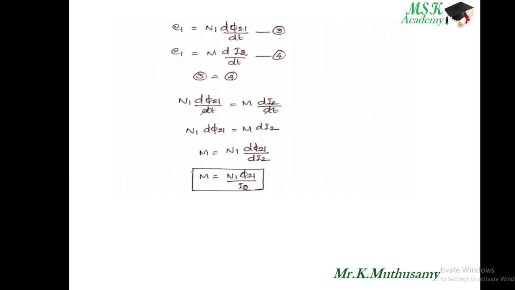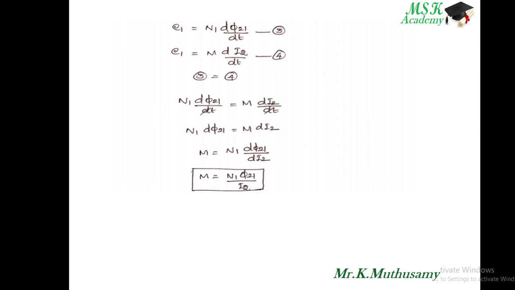The mutual flux phi 21 is directly proportional to the coil current I2. I replace the flux by current I2. So the EMF produced in coil 1, E1, is directly proportional to di2 divided by dt. Then the next equation: E1 is equal to M into di2 divided by dt. The third and fourth equations represent the EMF produced in coil 1.